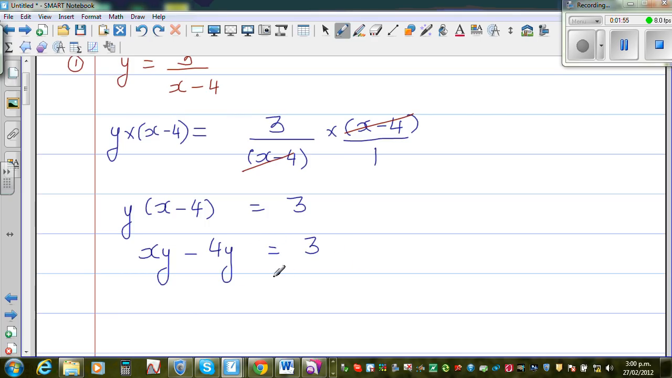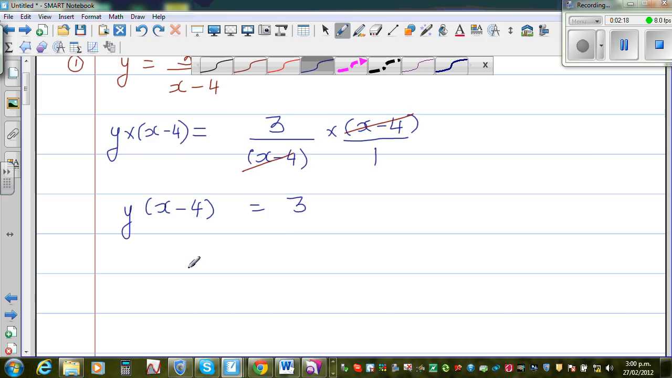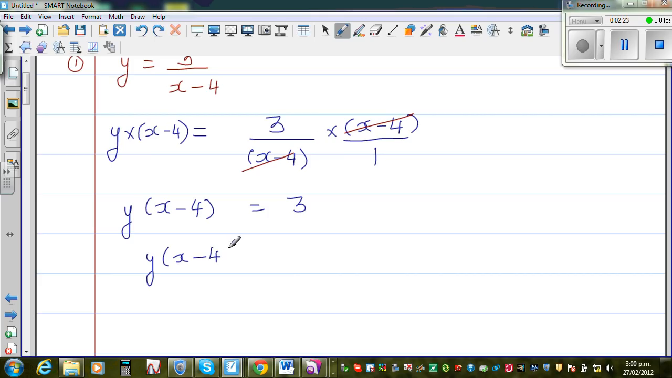So now I want to get x here. I think this is more confusing here. So what can we do? I want to isolate the x. I want to get rid of this y. So the next step I'm going to write like this: y over x minus 4 over y. So if I'm dividing this side by y, I'm going to also divide this side by y.